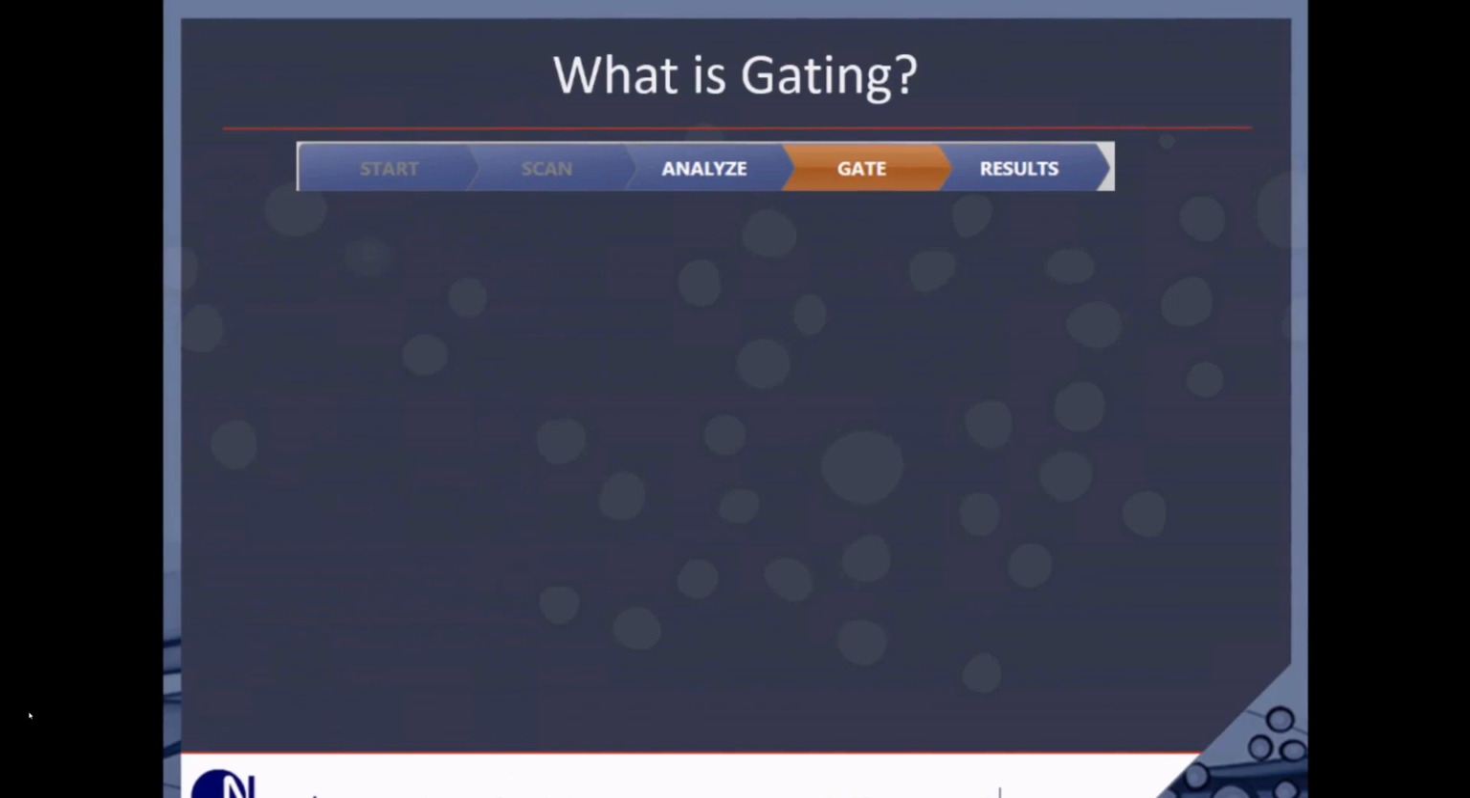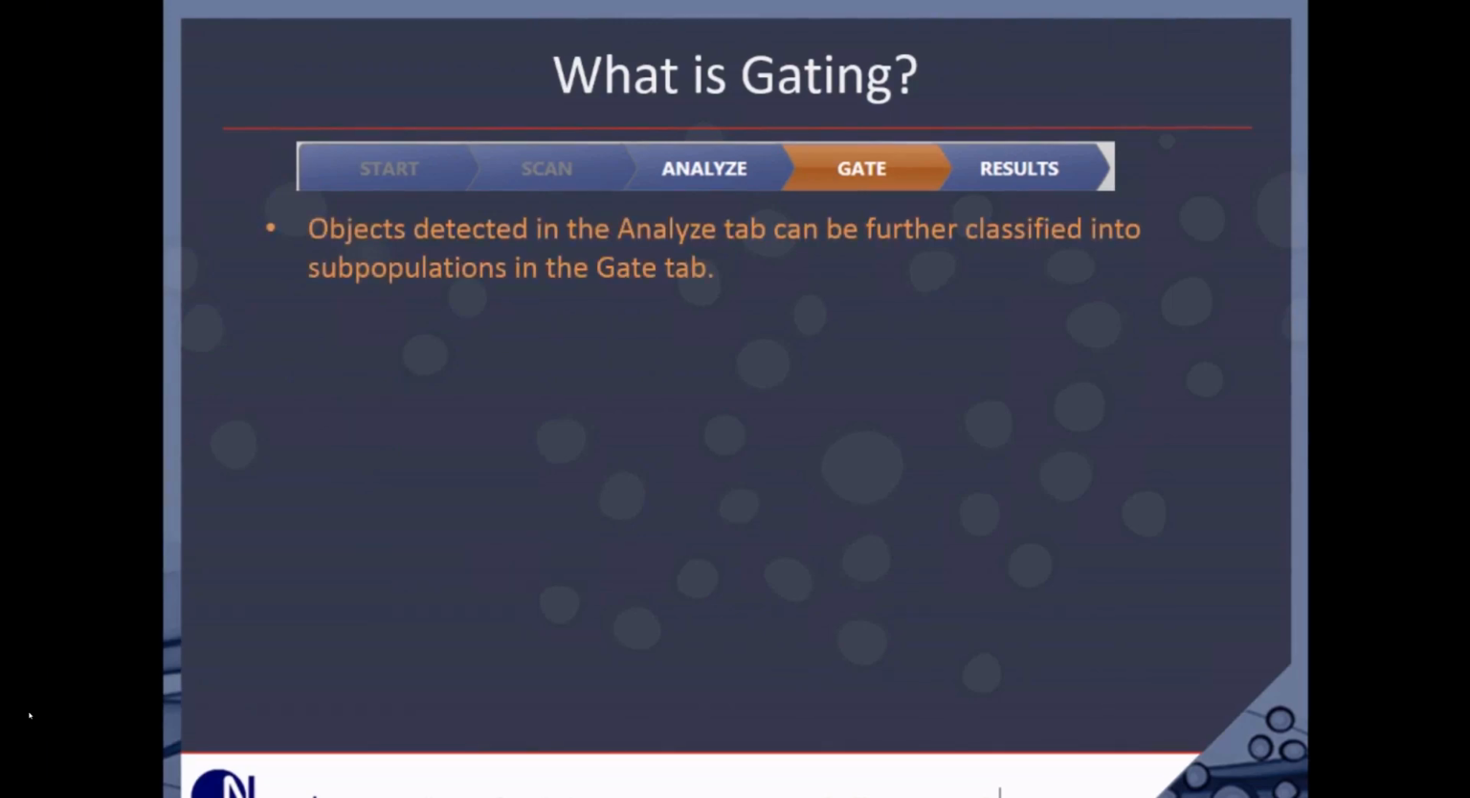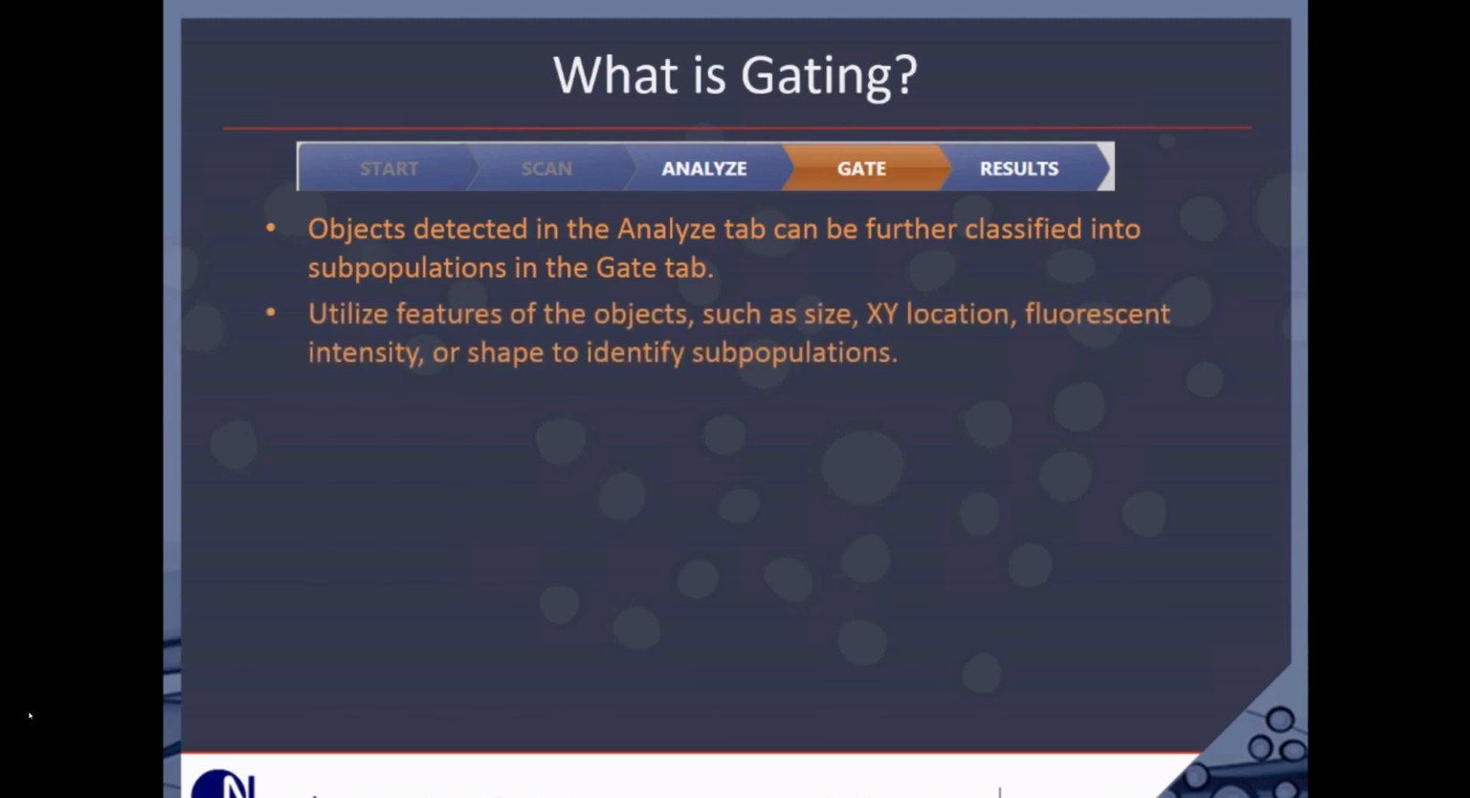What is gating? So this is just going to show you the high-level things that we're going to cover today in the training. So first off, it's objects detected. What you find in the Analyze tab can be further classified into subpopulations in the Gate tab. So that's where we're going to use the pixel parts of the graphic overlay outline to help us identify different subpopulations. You can use things like the size of your cell, the X and Y location, the fluorescent intensity, or the shapes to help you identify subpopulations in the Gate tab.